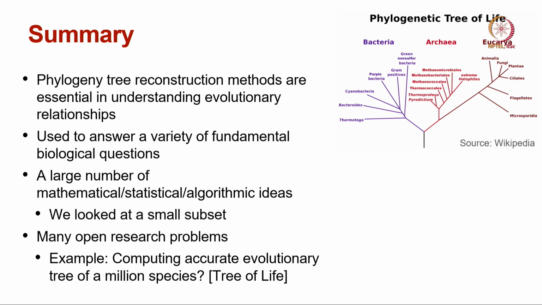So, in general, in this field there are a large number of mathematical, statistical, algorithmic ideas, and we have only looked at a small subset of these ideas. There are also many research problems. For example, how to accurately compute the evolutionary tree of a million species is still an open problem. So, therefore, this is also an active research topic.